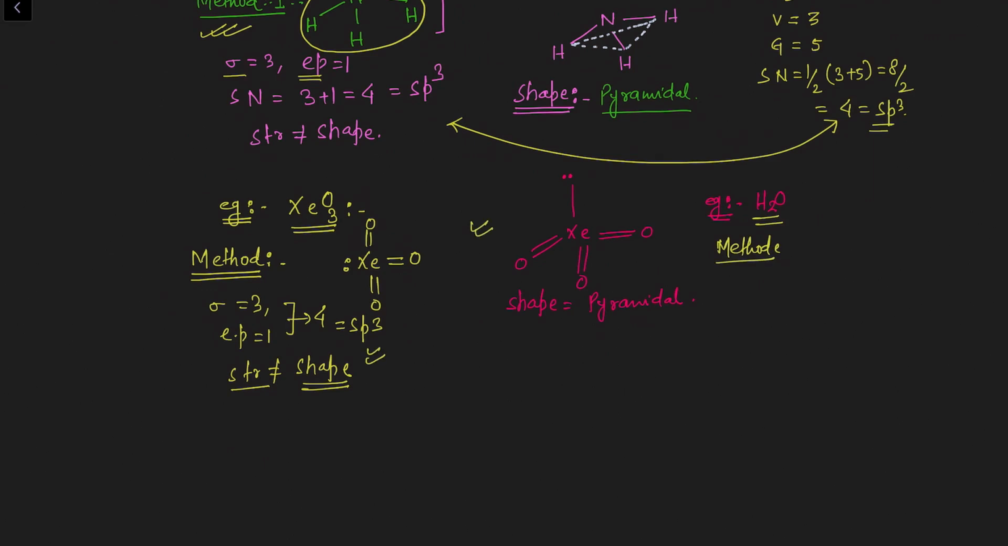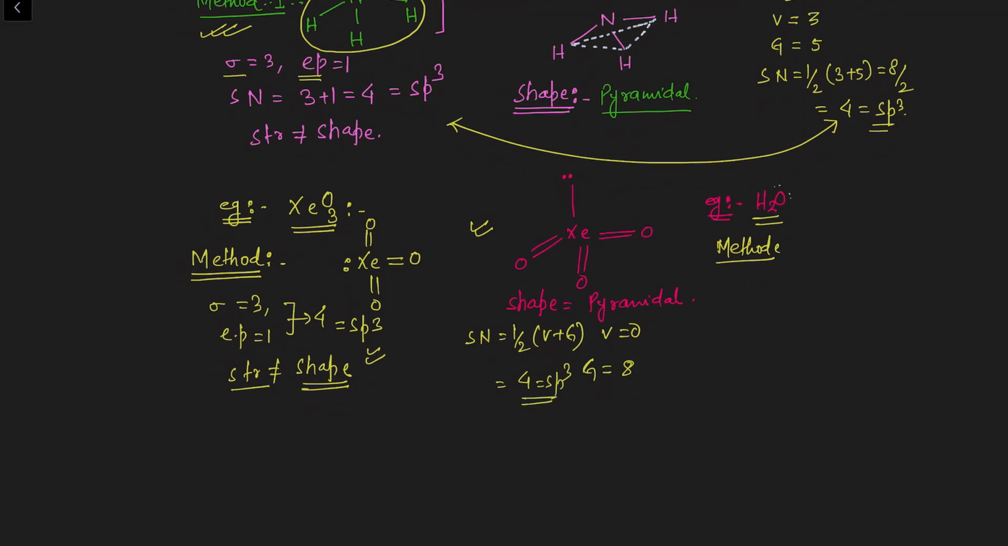See that for this molecule method number 2 steric number is half (V plus G), right? So what is the monovalent? Monovalent will be 0 because oxygens are divalent. And what is the G value? Valence electron of xenon is 8. So what you will get again, 4. It is your sp3 hybridization. Now check the water molecule.